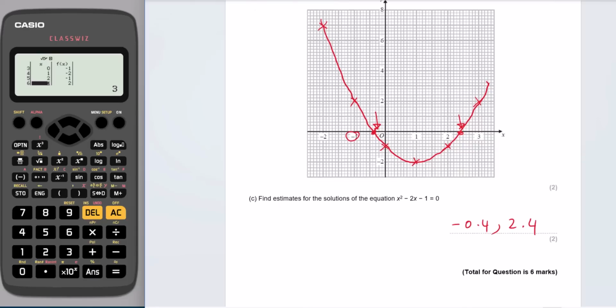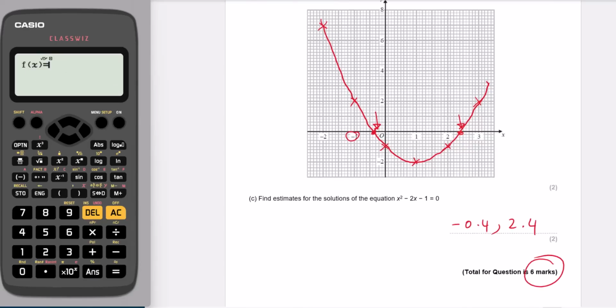Total marks for this question is 6 marks. Just to let you know, once you finish with the table mode, always remember to go back to your normal calculation mode. So it's your number 1, which is calculate mode, and that won't interfere with the other calculations.